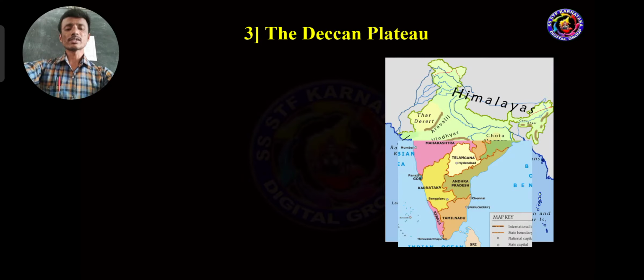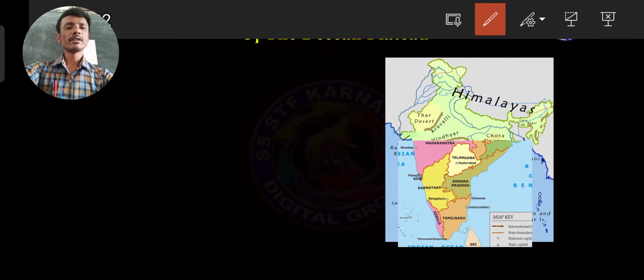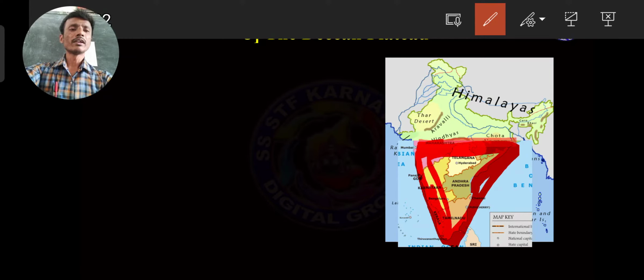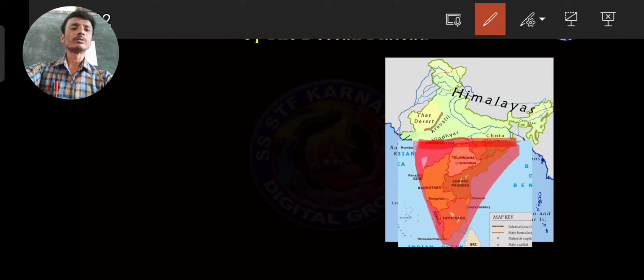And dear students, the third one is the Deccan Plateau. Look at the India map here. We should consider all of this as the Deccan Plateau, and the north is the Malwa Plateau.